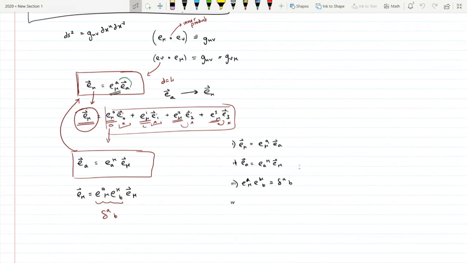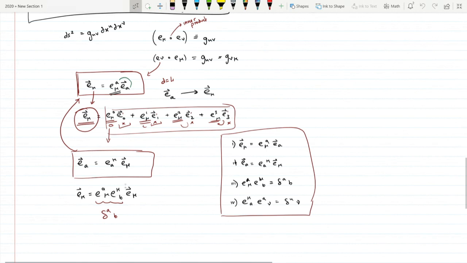And the fourth is the inverse of this. Any questions? These are the 4 key relations that help us understand how our basis vectors change under a change of coordinates. Any questions?